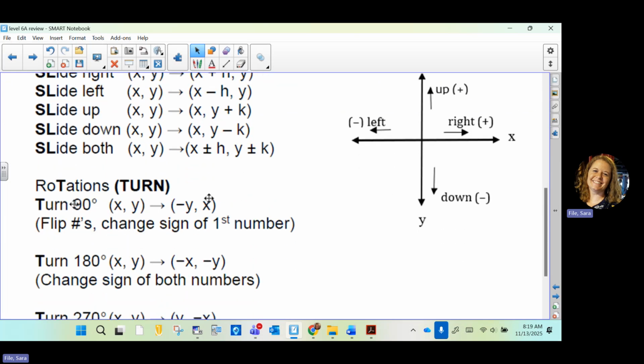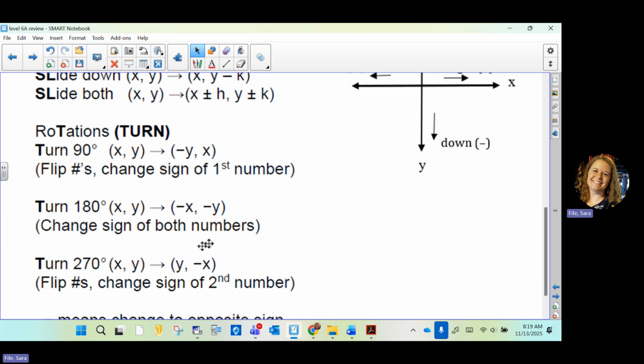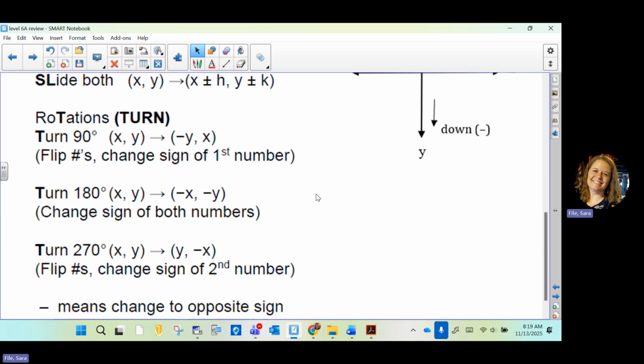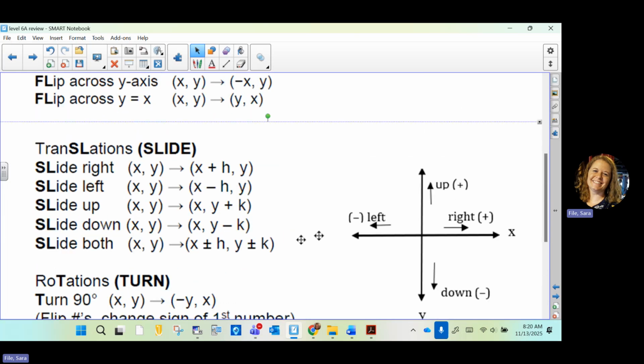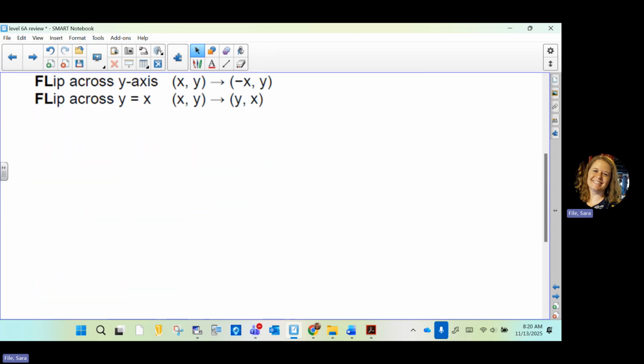For rotation, which is the turn, it depends on whether you're going 90 degrees, 180 degrees, or 270 degrees, and in which direction. Oh, you know what? I'm going to change this part really fast, because this one doesn't have clockwise versus counterclockwise. Let me fix that. I'm just going to grab a different one to copy that from.